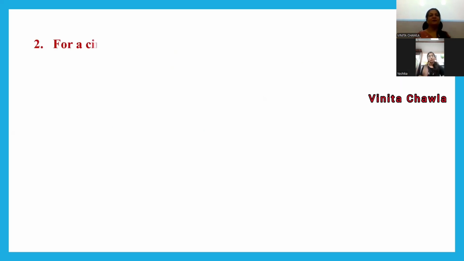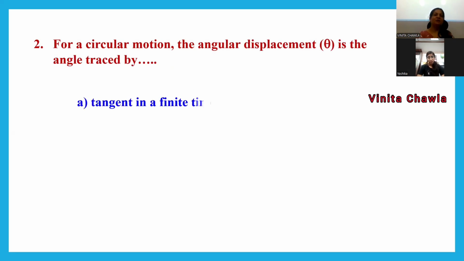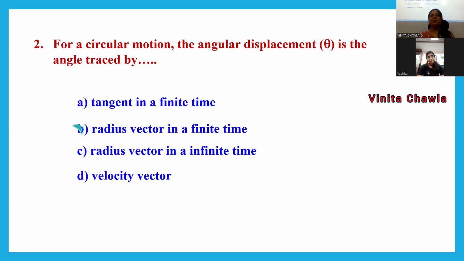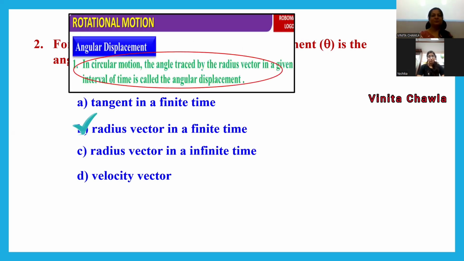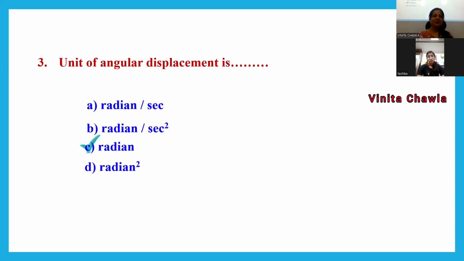Okay. Second, for a circular motion, the angular displacement is the angle traced by tangent in a finite time, radius vector in a finite time, radius vector in an infinite time, velocity vector. Yes, radius vector in a finite time. Next question. Unit of angular displacement is radian.